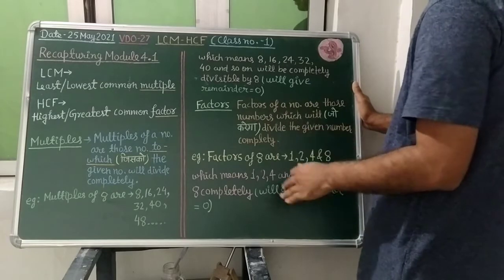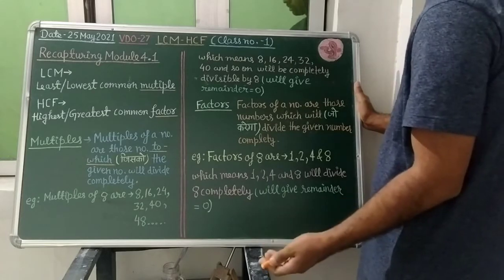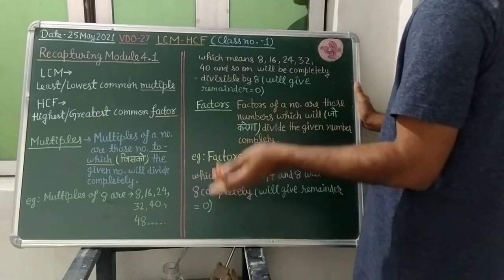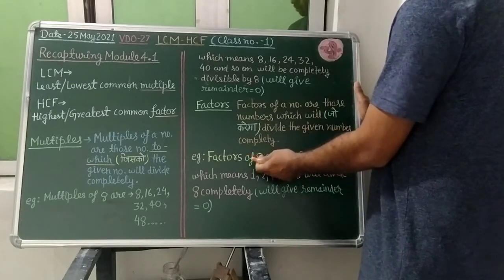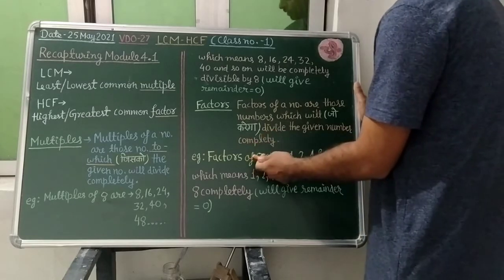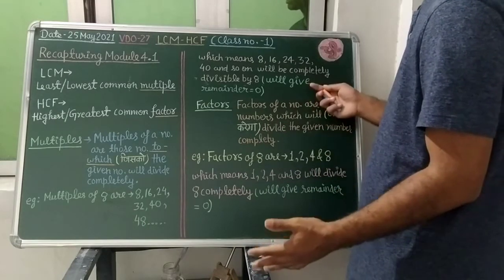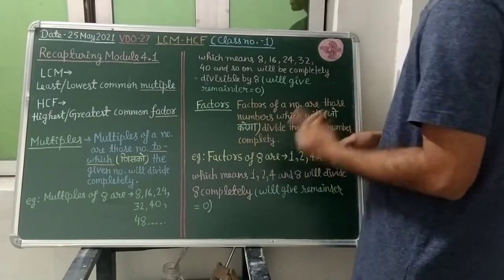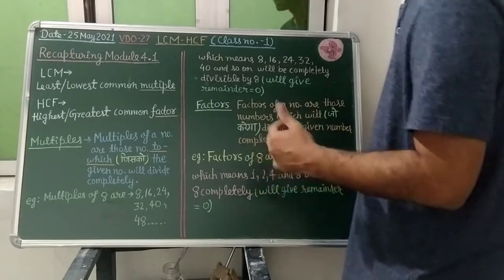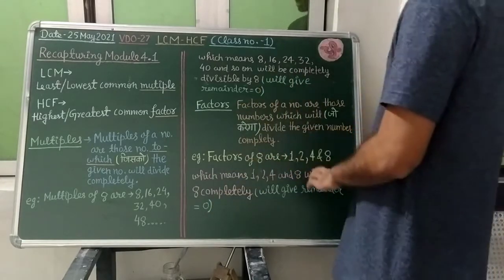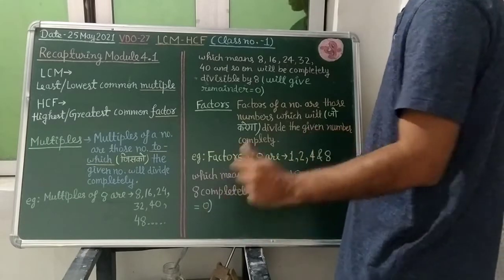Now move to 5. Will 5 divide 8? No, so it will not be a factor of 8. Will 6 divide 8? No. Will 7 divide 8? No. Next 8. Will 8 divide 8? Yes. So 8 will be a factor of 8. So by this you can check. You will start from 1 and move up to 11 and check which numbers are dividing the given number, and those numbers which divide the given number will be called the factors of that number.